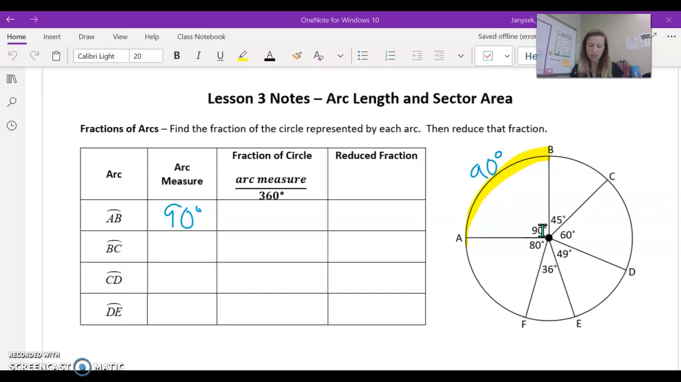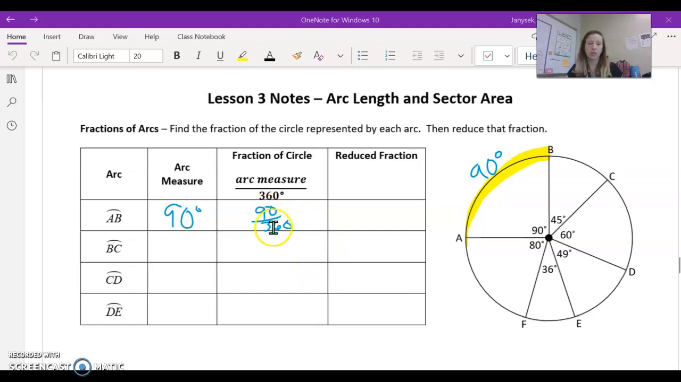So to get the fraction of the circle, we need to remember that an entire circle is 360 degrees. So 90 over 360 gives us this fraction. Remember, it's part of the circle over the whole circle. That's how we create fractions. And then we reduce it.